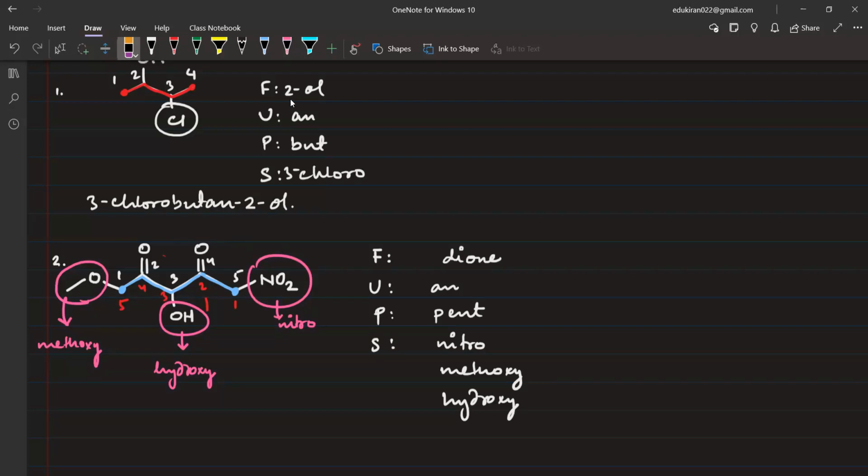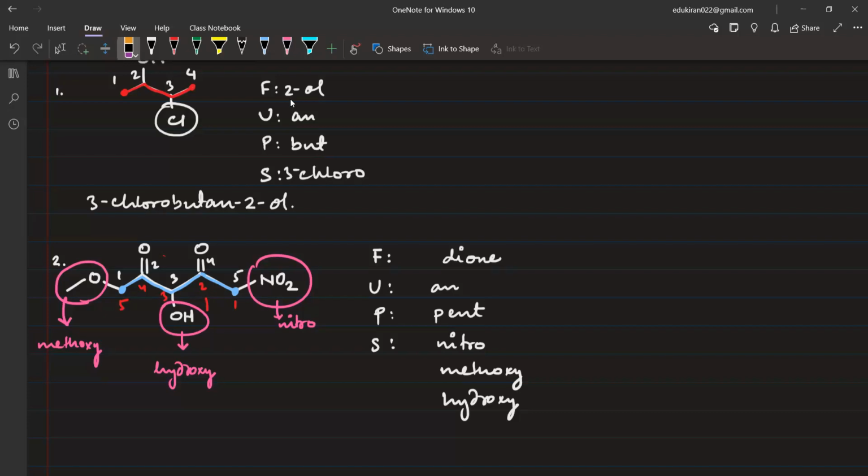You have to look at the double bond. It should get the least number, then triple bond. It should get the least number, then substituent. So when I look at the substituents, they are also getting the same numbers, 1, 3, and 5. Then you have to put into consideration the alphabetical order. That means the substituent which is coming first in the alphabetical order should get the least number.